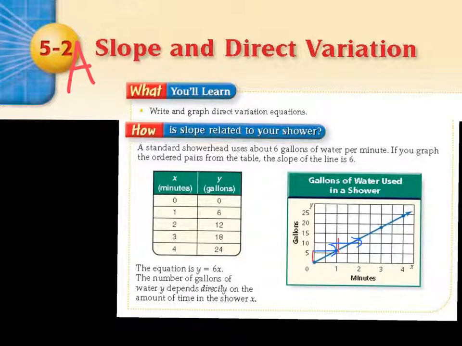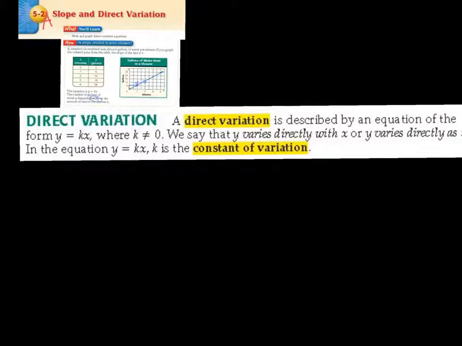So the equation is y equals 6x. The number of gallons y depends directly, here's our keyword direct, on the amount of time in the shower, x. A direct variation equation is described by the equation in the form y equals kx, where k does not equal 0. We say that y varies directly with x, or y varies directly as x. In the equation y equals kx, k is the constant of variation.